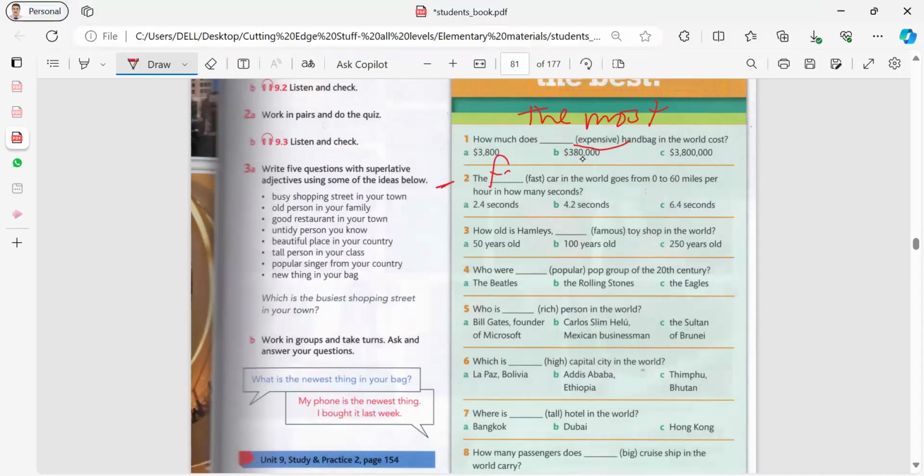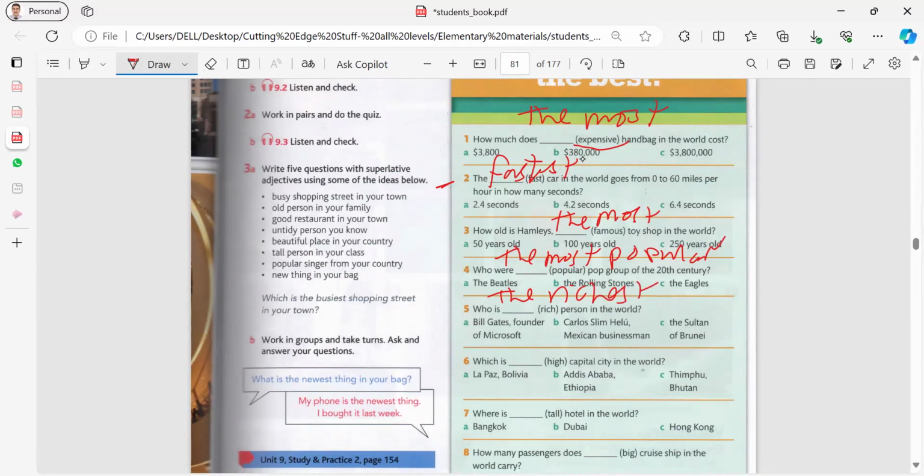Number two, the fastest. Exactly, yes. The fastest car in the world goes from blah blah blah. How old is Himalayas? Oldest. Famous. So the most famous. Who were popular? Most popular. Yes, the most popular. Rich. Richest. The richest again, yes.